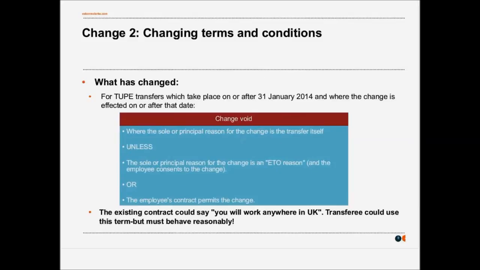Now, the way that things have changed is that since the 31st of January, one now has to assess whether the change is for the sole or principal reason only. So that's the only test at this point. And if it is, then, a bit like under the old law, it will be void, but now there is a potential defence. It will be void unless one can show that there is an ETO reason and that the employee consents to the change. So it's slightly different. It moves the goalpost slightly differently from the previous position.